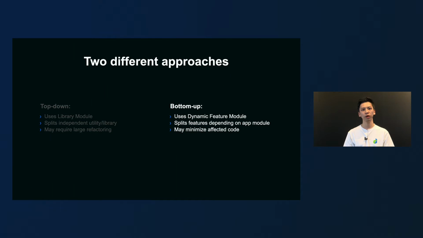Next, I'm going to talk about the bottom-up approach. Instead of using the library module, we use the dynamic feature module for the bottom-up approach. Here we will split the features depending on the app module, and it can minimize the affected code.